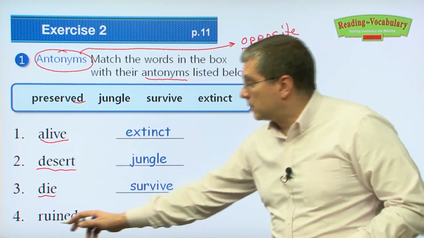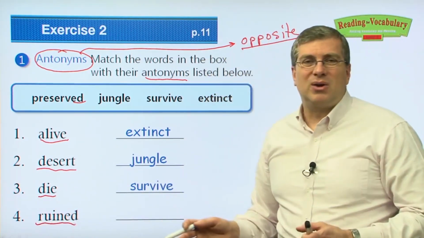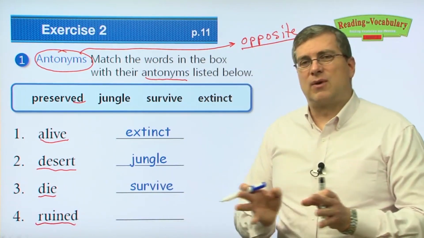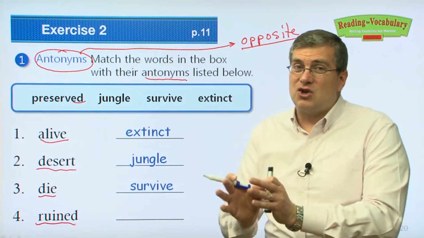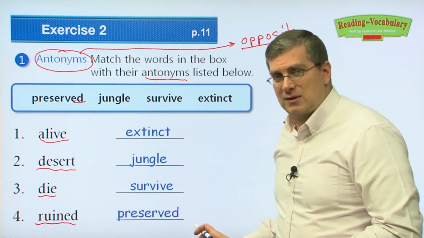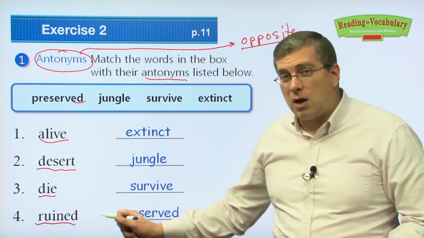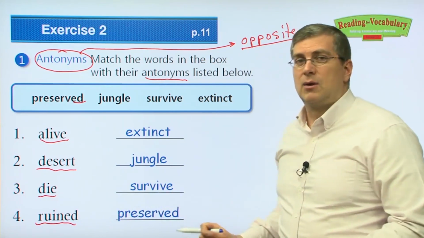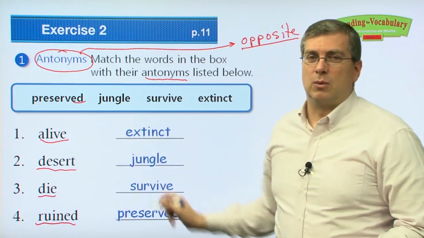Okay. The last one here, ruined. If something is ruined, it's been spoiled, it has changed from its original condition. But if you keep something in the original condition, it doesn't change, you have preserved it. It's not ruined, it is preserved. Okay? So those are the antonyms, the opposite meaning of these words.